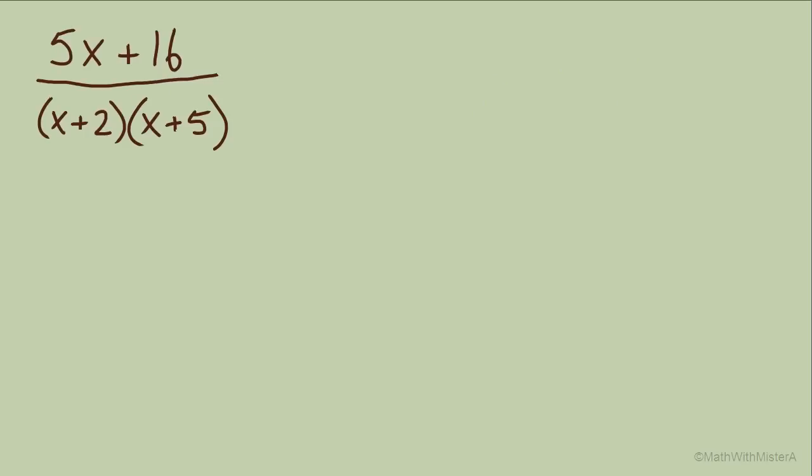This video is about decomposing rational expressions into partial fractions. With this example, (5x + 16) over (x + 2)(x + 5), we know that this rational expression, because it has these two factors, can be written as a sum of two fractions where each factor shows up once in each denominator, like this.